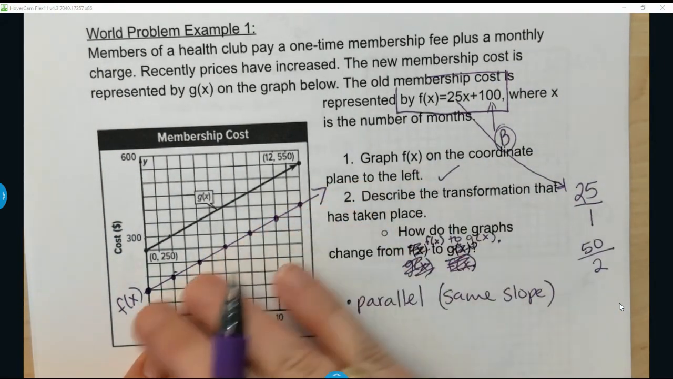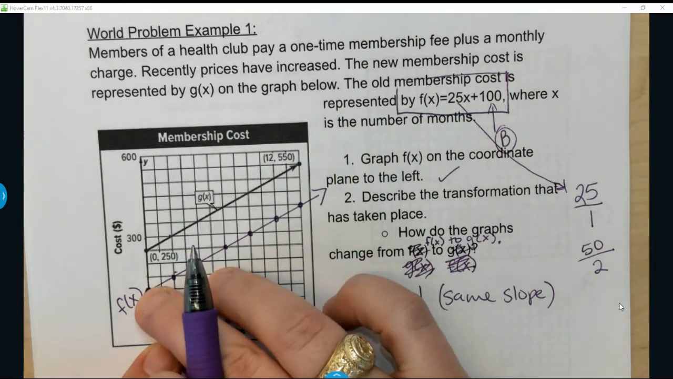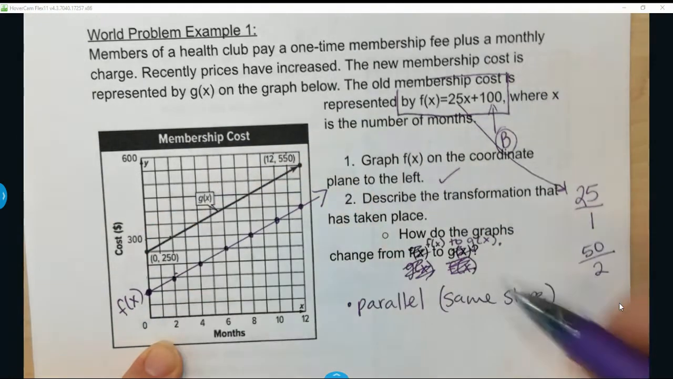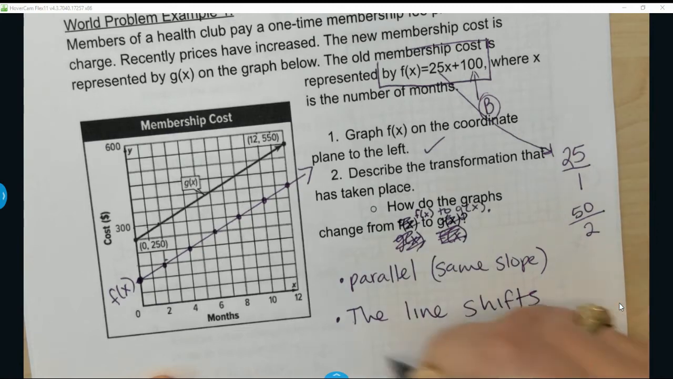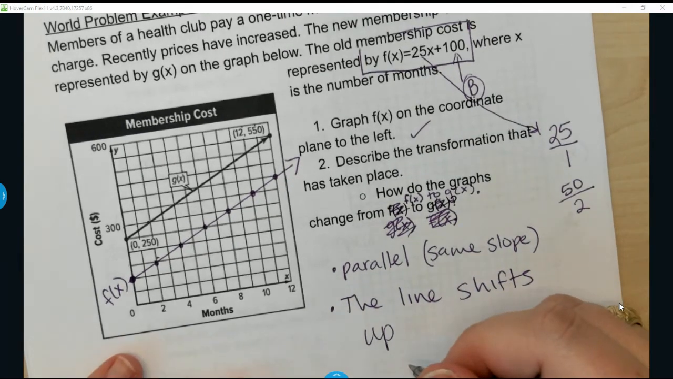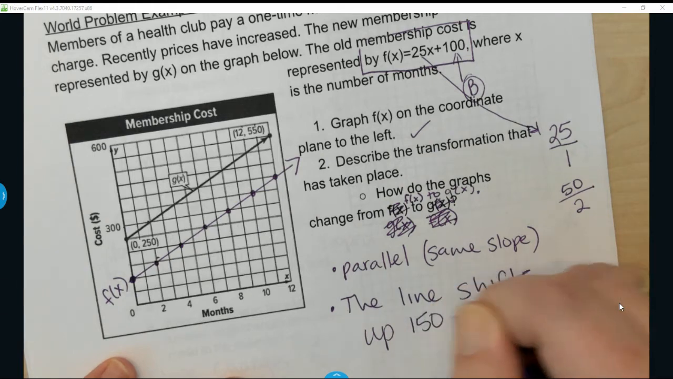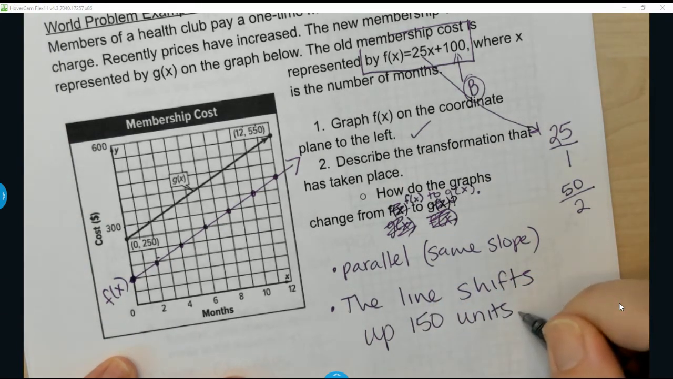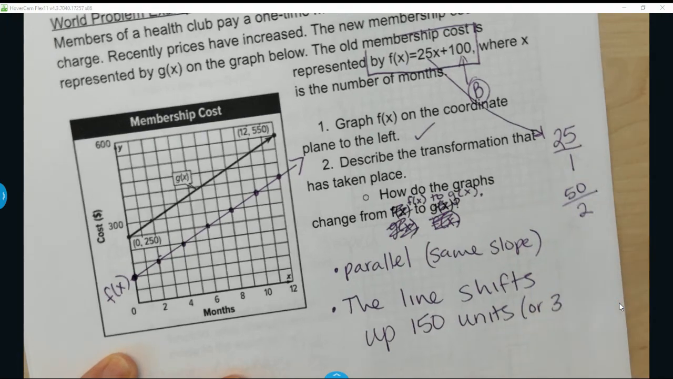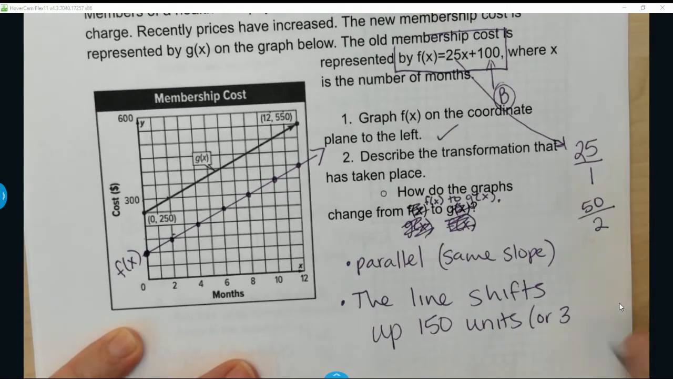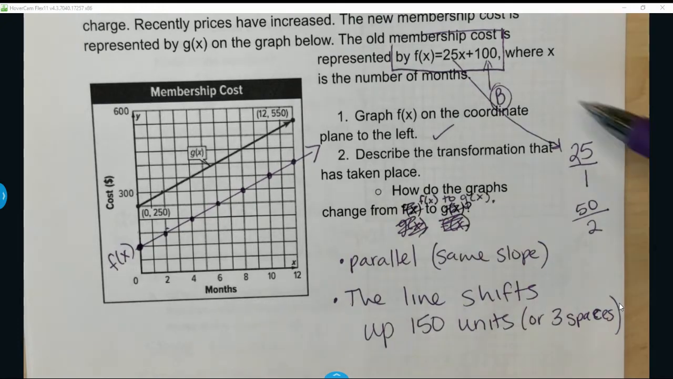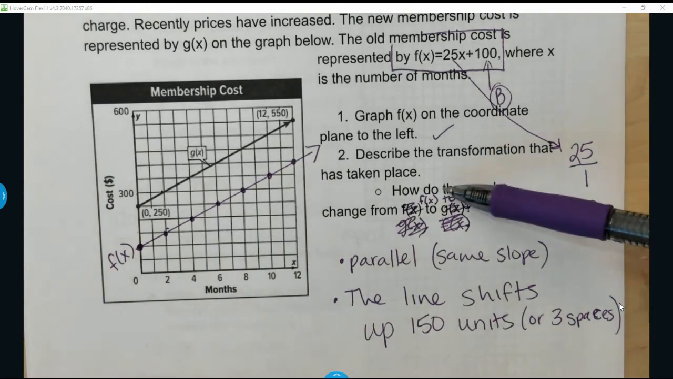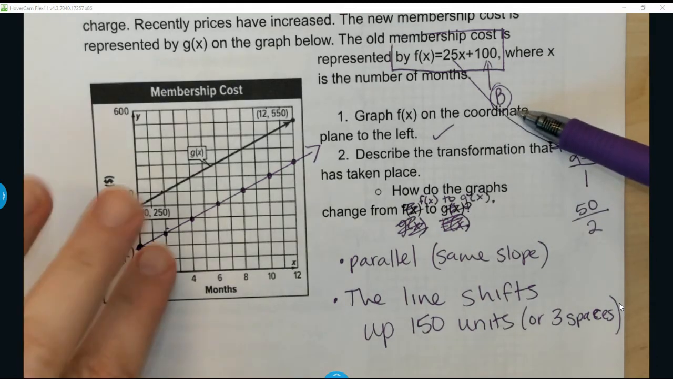So even though these people are paying the same each month, it does look like the original cost increases. So the line shifts up 150 units or 3 spaces because of the scaling. Okay, so let me go through that one more time because I'm sure I threw in some confusion here with this part. Graph the lines.